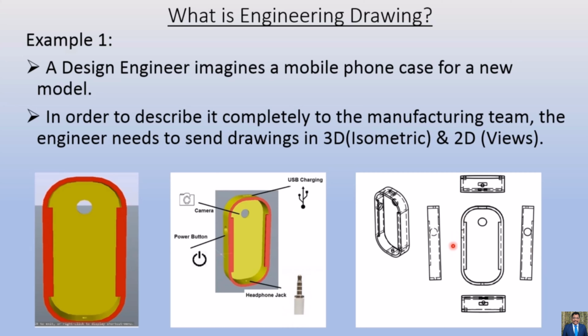We will discuss orthographic projections completely in section number 3, that is the next section, so don't worry about it. For now, you need to observe that this is the form of drawing which the design engineer will provide to the floor workers for manufacturing it on the machines. So this is called the isometric view, and this is called the orthographic view, that is the 2D views of this mobile phone case cover.